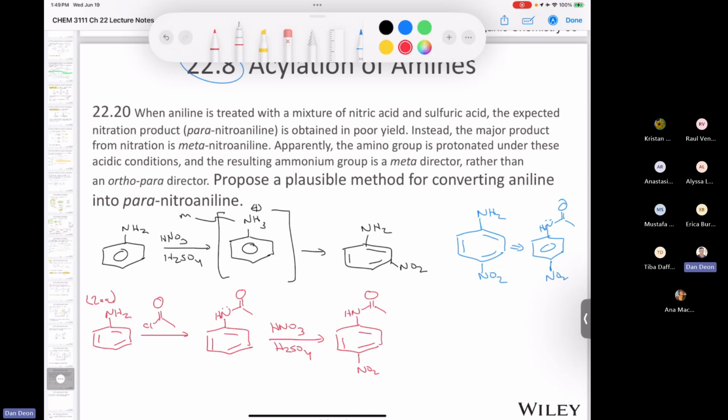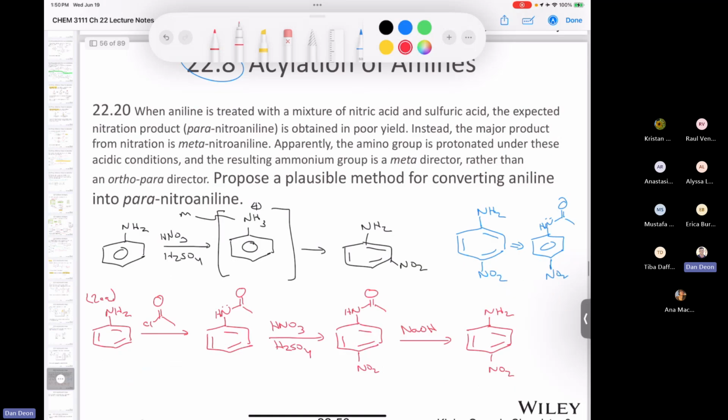And then all we have to do is deprotect it. So we could do just sodium hydroxide. That will work. So let's just use sodium hydroxide, and that will give me the para-nitroaniline. Is that beautiful or what? So we end up with this and this. There we go. Does everybody follow me on the rationale for the acylation here? All right, cool. There you go. So that's all they're asking for in that one.